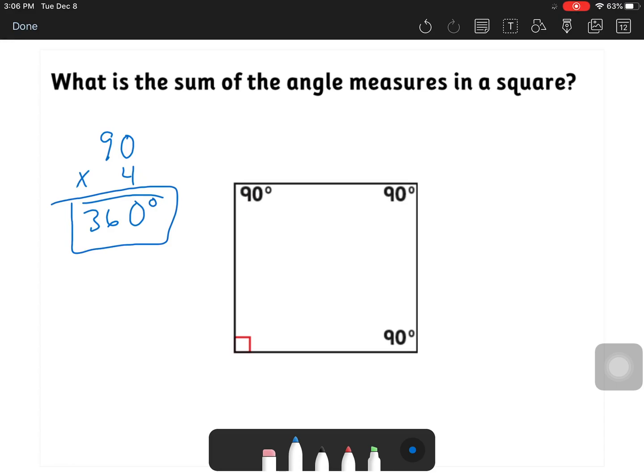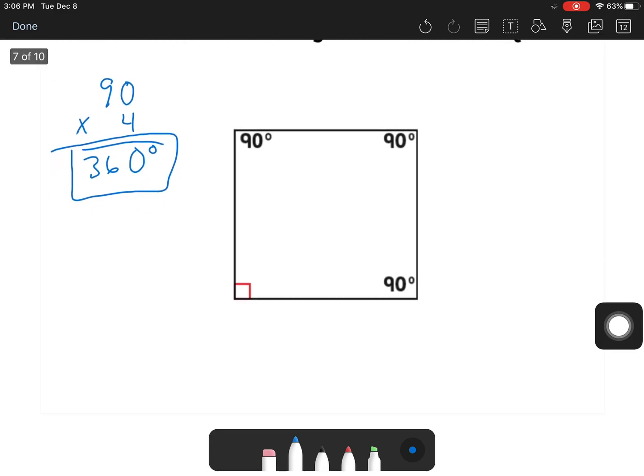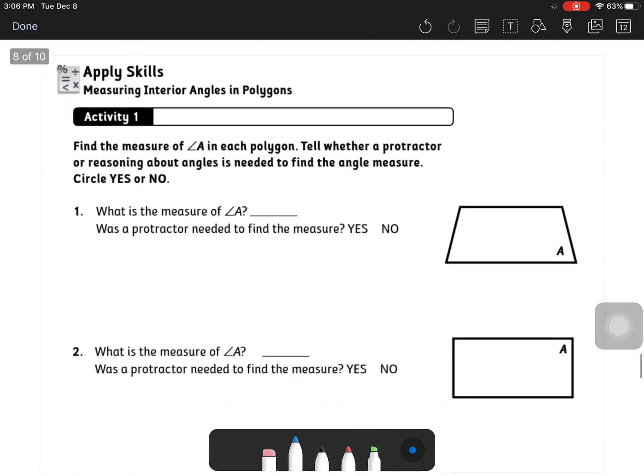Okay, and so any 4-sided figure, whether it's a square or a rectangle or just a trapezoid, the angles will always have a sum of 360. When you add all 4 angles, they're going to add up to 360. Even if they're not all equal, they will add up to 360.